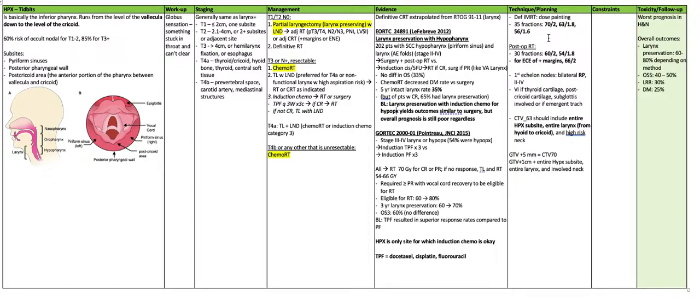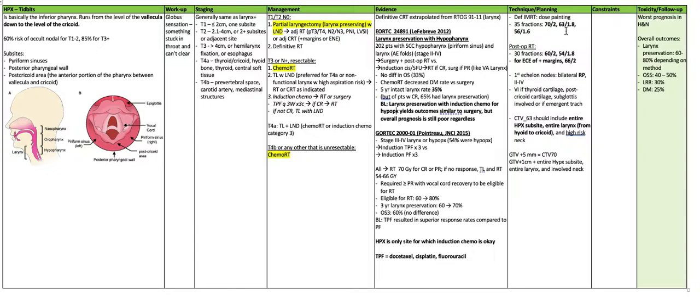Technique, definitive IMRT dose painting, 35 fractions, 70, 63, 56, in 2, 1.8, 1.6 gray per fraction. For post-op radiation, this is treated in 30 fractions, 60 and 54 in 2 gray and 1.8 gray per fraction. For ECE or positive margins, treat 66. First echelon nodes would be bilateral retropharyngeal, levels 2 through 4. Level 6, if there's thyroid cartilage invasion, posterior cricoid cartilage invasion, subglottic involvement, or emergent tracheostomy was performed.